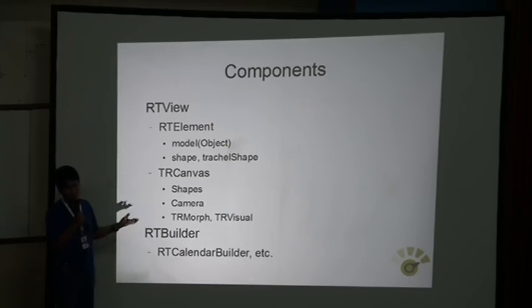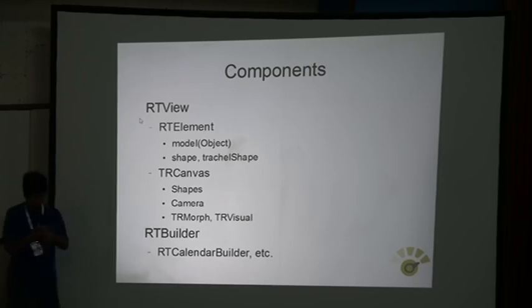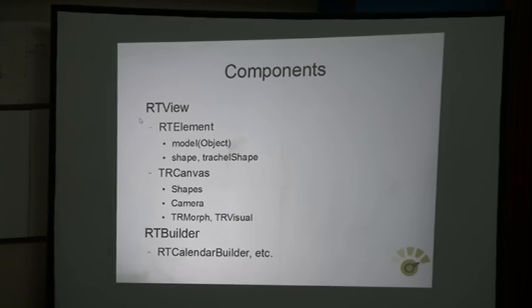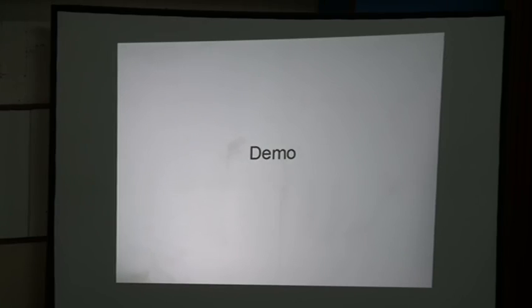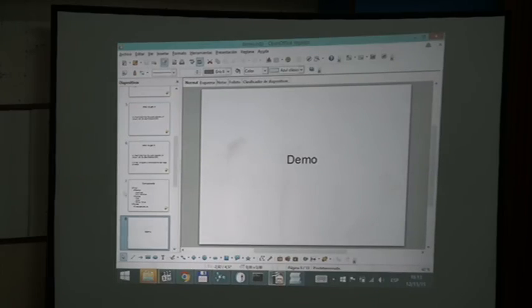So you can put a Roassal visualization in a part of your morph, or maybe you can put this visual part in VisualWorks in a window. So you can do that. But those are the minimal elements that you need to create a visualization. But Roassal provides you a lot of builders that use RTView and elements and shapes in order to create new visualizations. Well, I'm going to show you a simple demo.